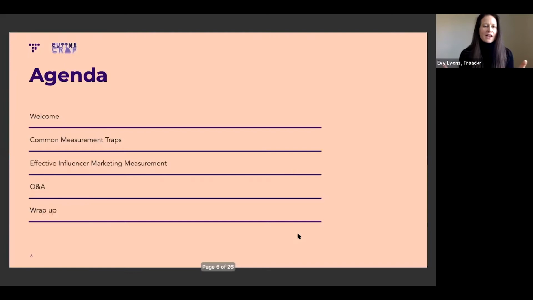Sounds good. Yeah, so it's a pretty basic agenda here. We wanted to start by talking about some of the common traps, some of the mistakes that we might accidentally fall into, or maybe some of the old practices that have stuck around for a long time that need some rethinking. So we're going to cover that briefly. And then we're really going to spend the bulk of our time talking about effective influencer marketing and what it looks like at those different levels.